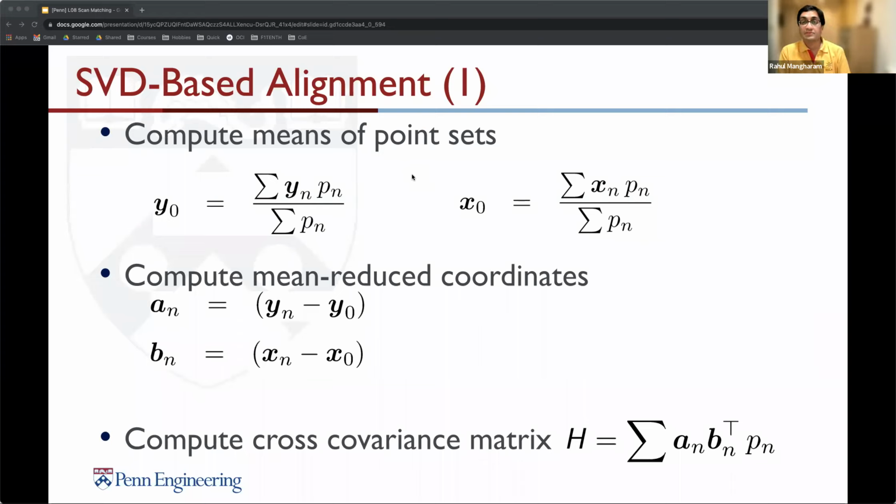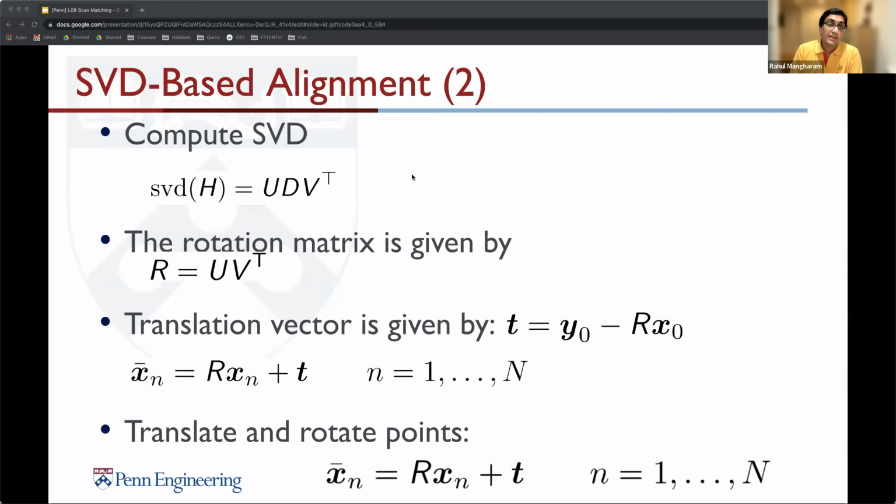And then I'm using those weighted sums to compute the so-called cross covariance matrix. I'm taking the point set Y, subtracting the mean from the points, and doing the same in X. Then I compute the outer product of these vectors, summing all of them up together with the weight. This gives me the cross correlation matrix H over here.